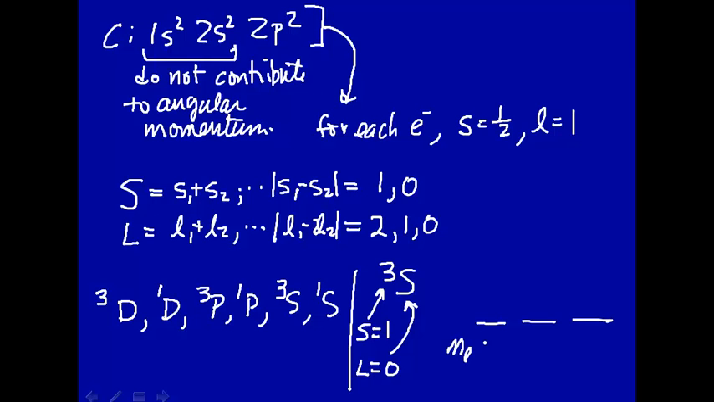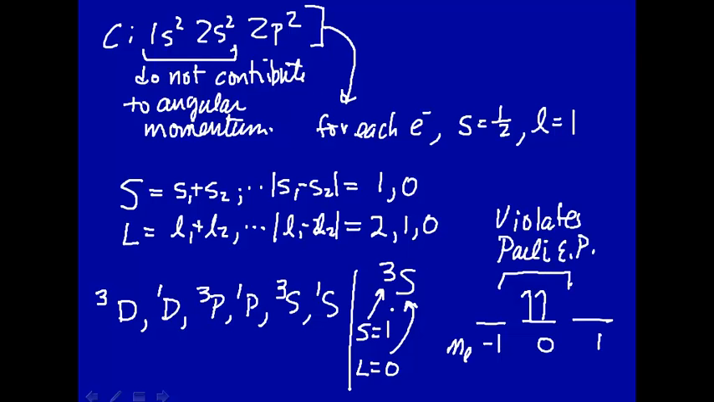Here is m sub L equals, say, minus 1, 0, and 1. In order to get big L equals 0, both electrons are going to have to be in m sub L equals 0. And to get S equal 1, they're going to have to be parallel spins. They can't be paired. So this would be the only way you can get a 3S, a triplet S, from 2 electrons in the p orbital. This violates the Pauli exclusion principle. So even though you can write this down, it's not possible because you can't violate the Pauli exclusion principle.